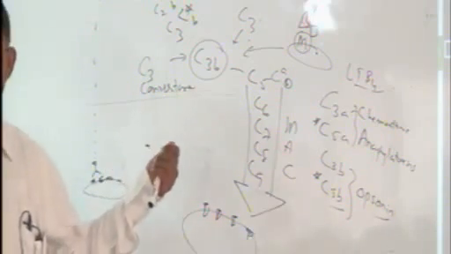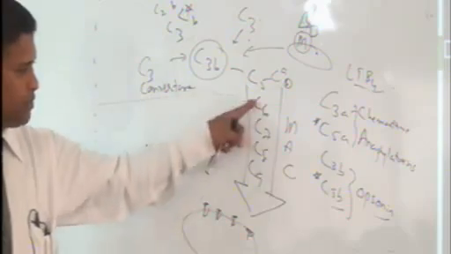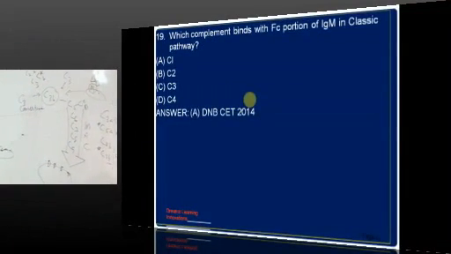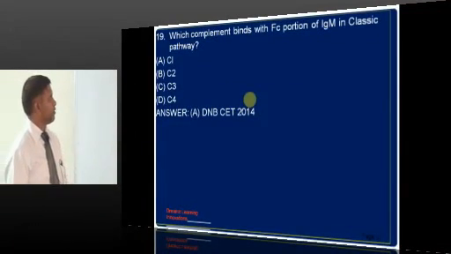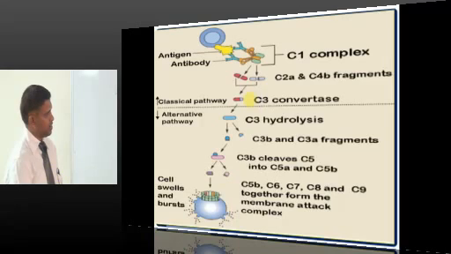What does the membrane attacking complex consist of? 5, 6, 7, 8, 9. It's a complex, and there are a lot of questions which we are going to study now. Right, that's C1. Next question. That's what I explained to you: C1 complex, convertase, C3b cleaves into all of these, 5, 6, 7, 8, 9, and finally destroys the bacteria. Classical and alternate start with, okay, that's it.